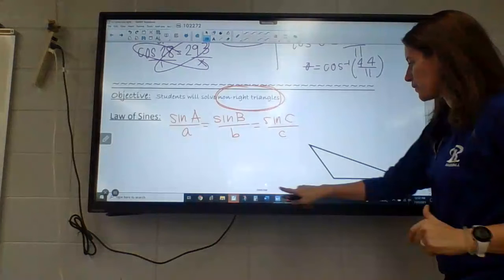So those little sides are the sides across from those angles. So this is my triangle. My angles are the big letters. And then the sides are going to be the little letters, but they're going to be across from, so like little c is across from big C. Little a, little b, they're across from their corresponding angle or side.